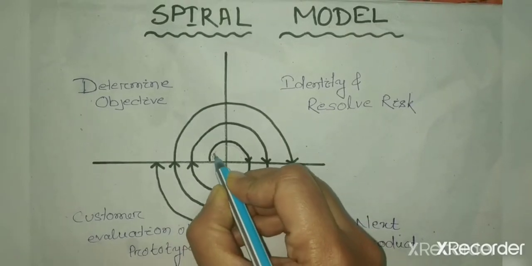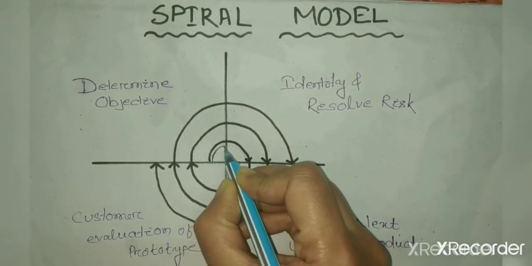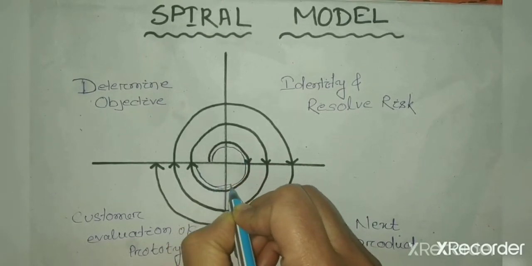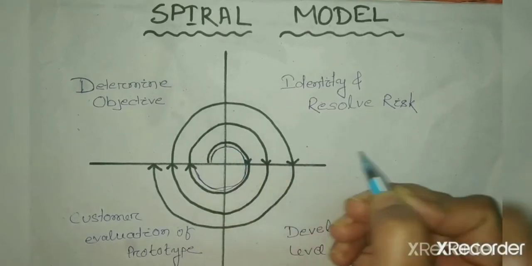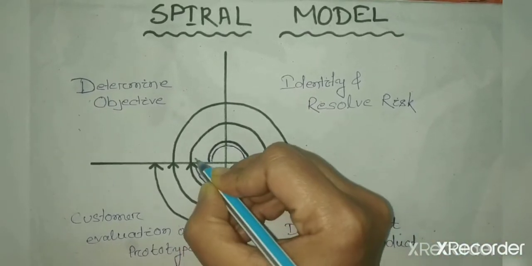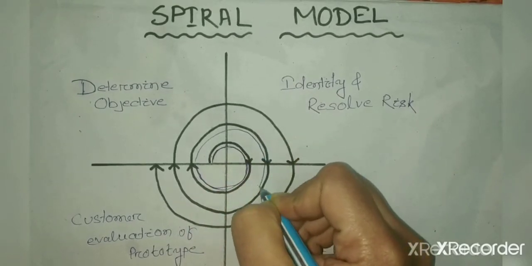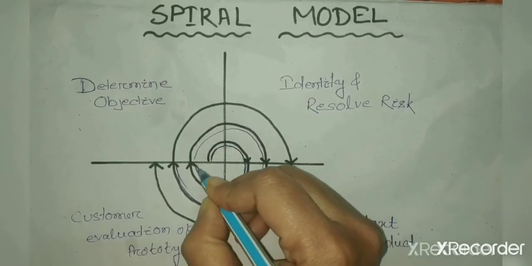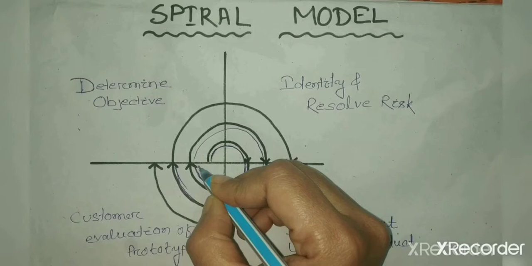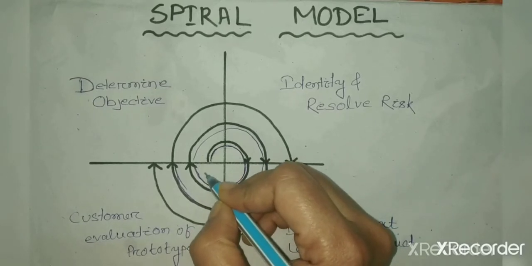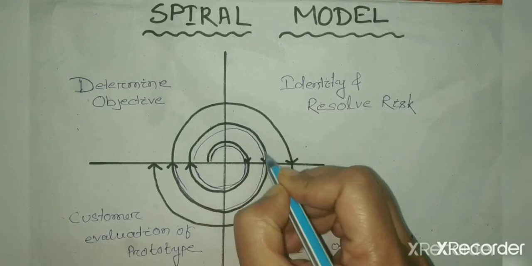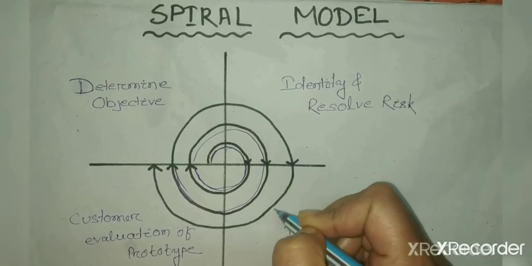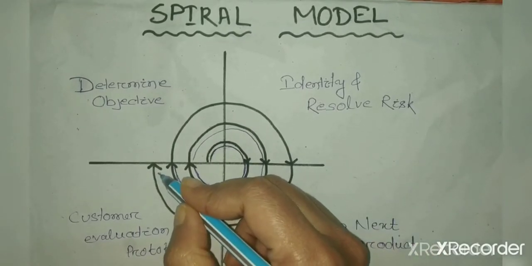Each loop starts from here. A single loop is also known as a phase of software development. This is a single loop, then here is the next loop. A single loop generates a version of the software. Then again it is evaluated by the customer, then it generates another version of the software. In each loop, it generates a new version of the software.